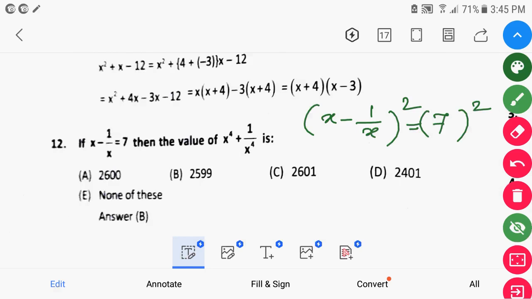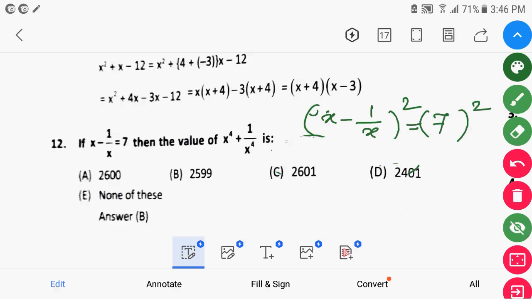Because whatever operation we do at the right side, we have to do at the left side also, or whatever we do at the left side, we have to perform the same operation at the right side. Why do I do the square? Because if I find the square of x minus 1 upon x, I get the equation in the form of a square minus 2ab plus b square. So that's why I first find the square of this whole equation.